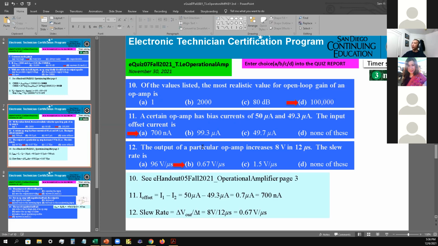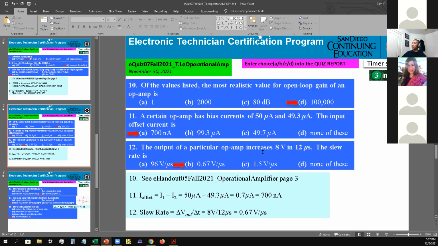Number 11, a certain op-amp has bias currents of 50 microamps and 49.3 microamps. The input offset current is I offset equals I1 minus I2. So 50 microamps minus 49.3 microamps equals 0.7 microamps, or 700 nanoamps. So the answer is A as in apple for number 11.